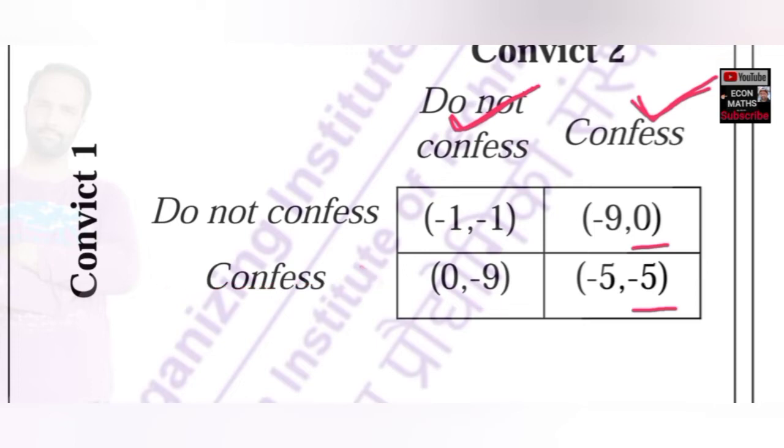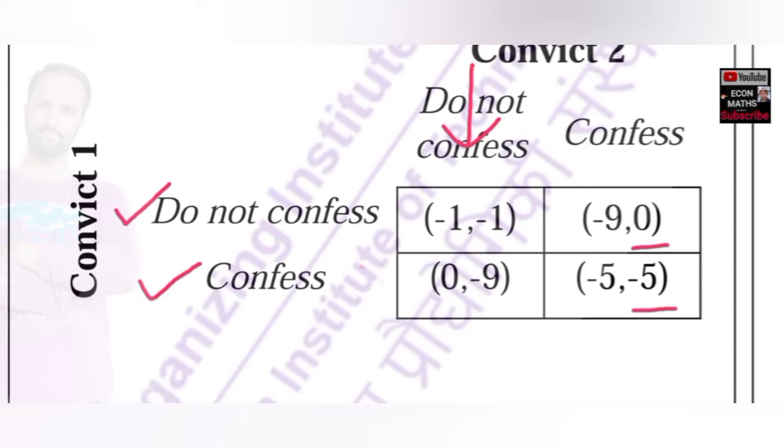Now let us see what happens if convict 2 chooses do not confess. In this case, convict 1 has two options, either do not confess or to confess.